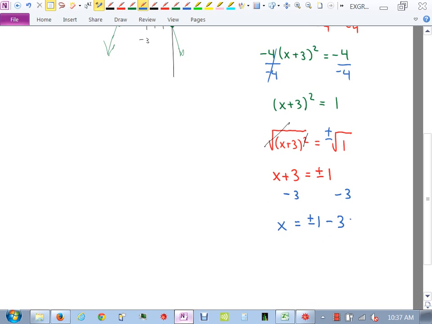So I like to draw little arrows out like this. And I like to say, here's what I do if I have the plus, and here's what I do if I have the minus. So let's treat the 1 like a plus 1. What's plus 1 minus 3? Negative 2. What's negative 1 minus 3? Negative 4. These are my two x-intercepts.